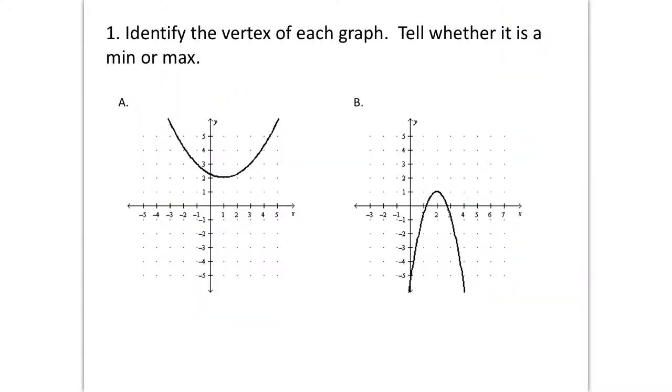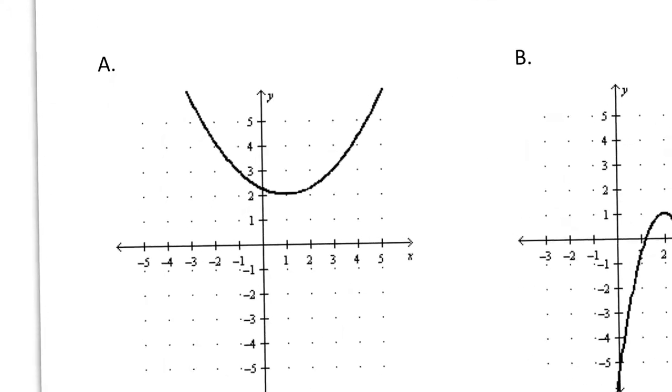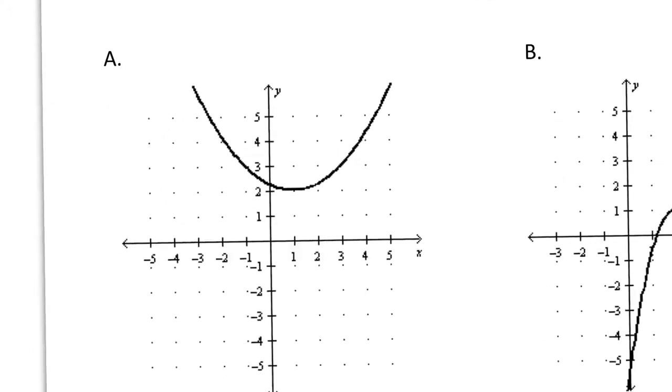So I want to do one example with you guys where we want to identify the vertex of the graph and tell whether it's a min or max. And I also want to talk about the value of the minimum or maximum in that vertex. So I have two parabolas, graph A and graph B. And let's look for that vertex. So remember that the vertex is the lowest point when the parabola is going up. So I am looking at the point right here. So let me just make a point, and that's going to be my vertex. I'm going to put V for vertex, and I need my actual coordinate of that point. And the coordinate is 1, 2.